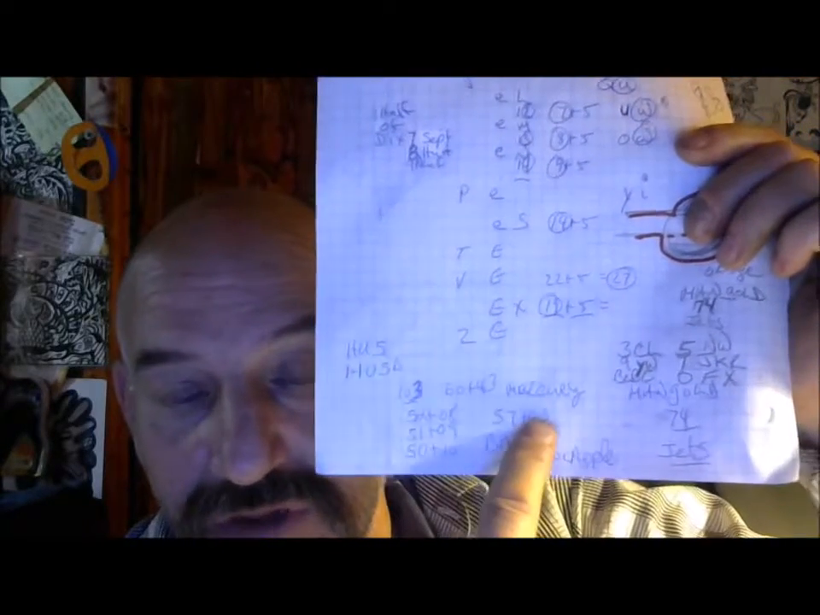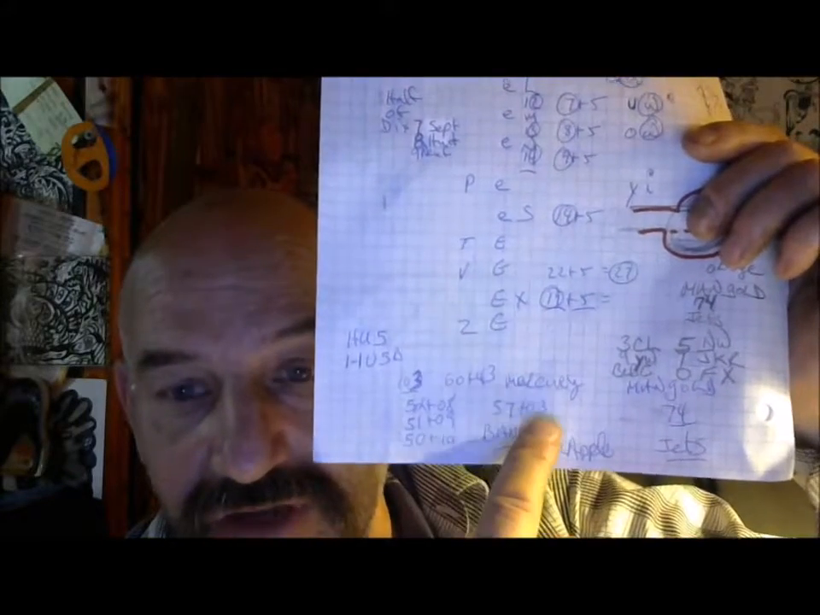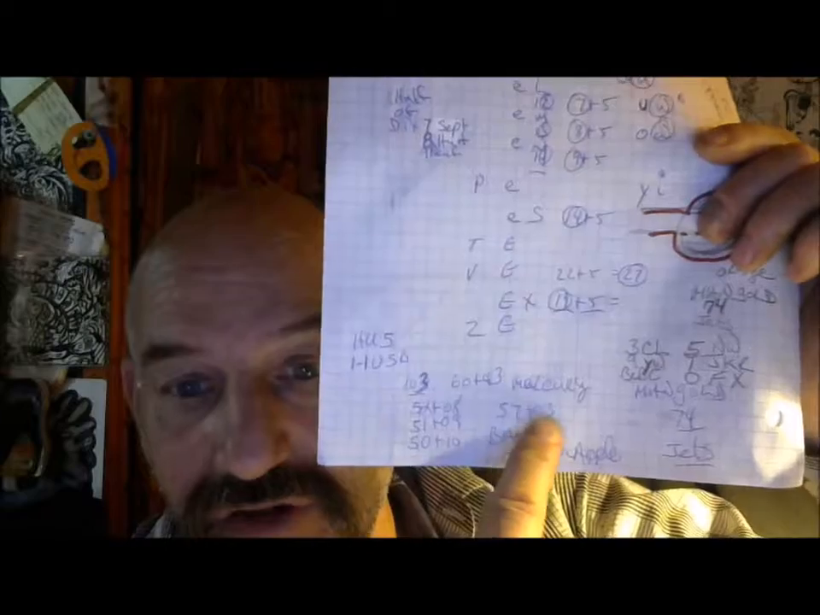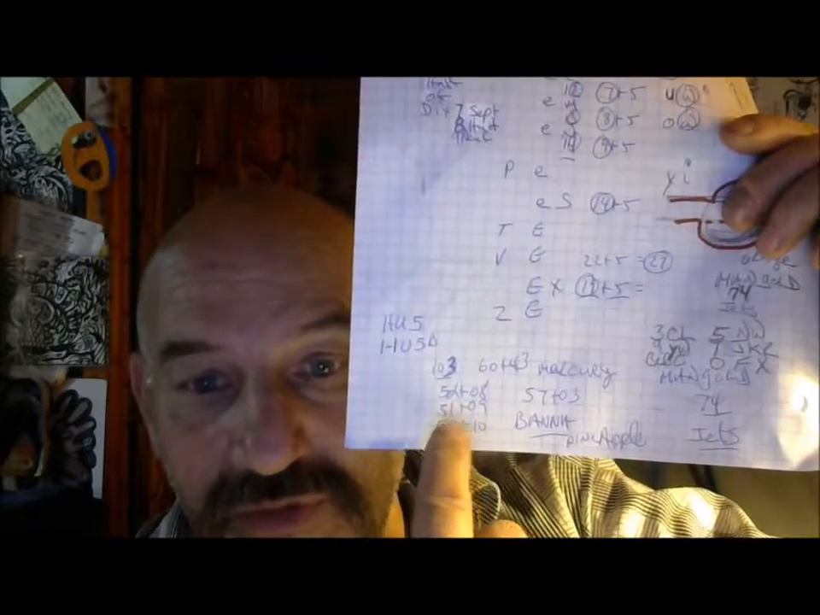57 is the number in the moon. What is that? 57, 3 times 19. 57 is 3 seconds before the hour. These are all seconds before 60.